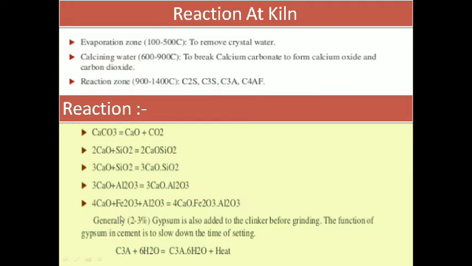Generally 2 to 3% of gypsum is also added to the clinker before grinding. The function of gypsum in cement is to slow down the setting time. That means if we want to slow down the setting time of cement, what do we have to add? We have to add gypsum. C3A plus 6 water molecules gives C3A·6H2O with liberation of heat during the hydration process, the addition of water at the time of setting.